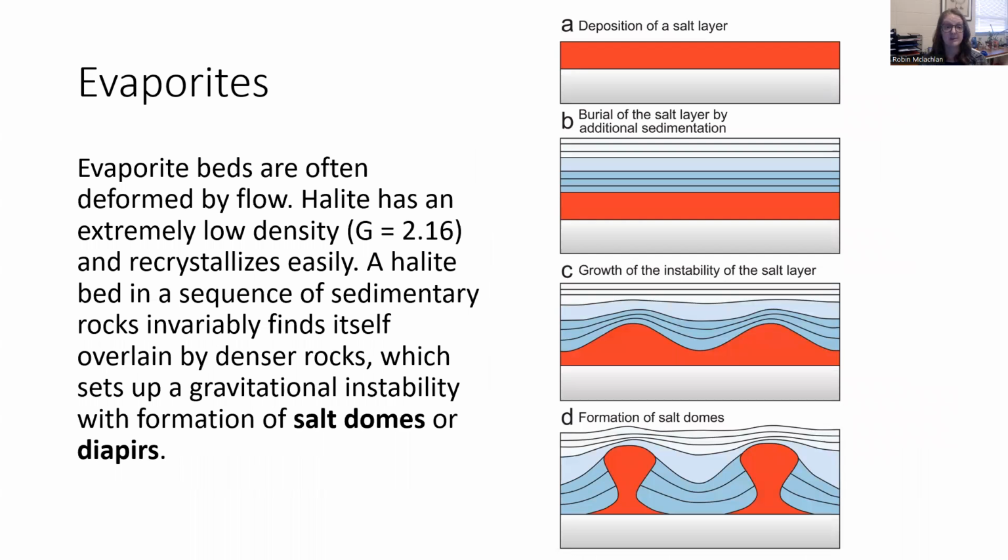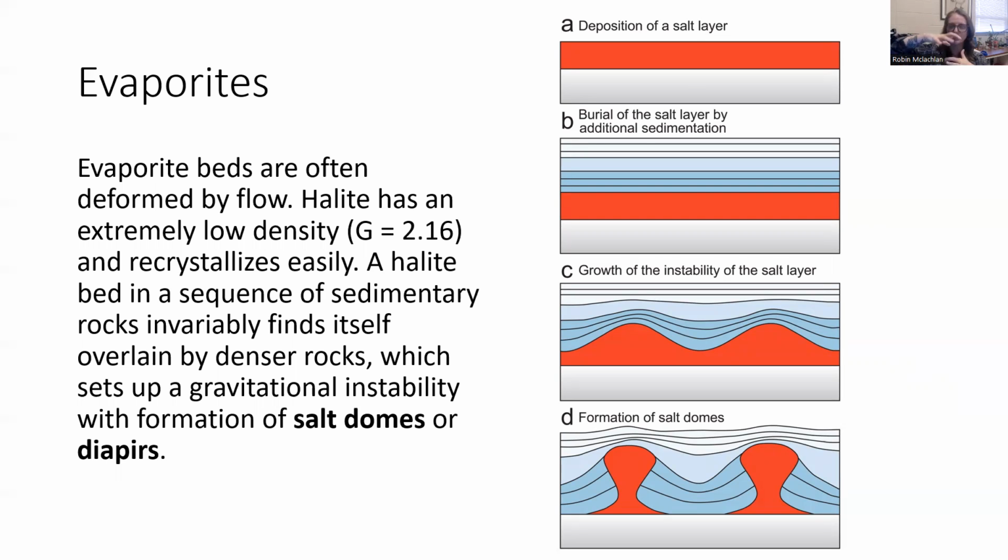Now, evaporite beds are often deformed by flow. So evaporites tend to have low velocity. For example, halite salt has extremely low density and it recrystallizes easily. So it's able to flow very slowly, but it can flow. And halite in a sequence of rocks will often be buried beneath denser rocks above it.